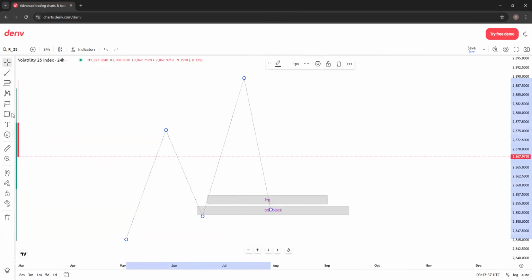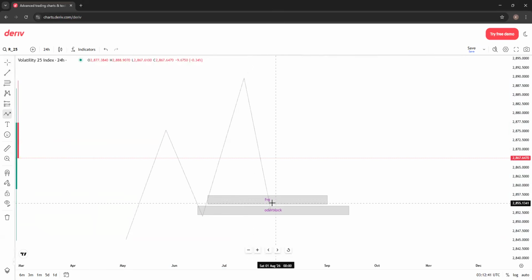So for this instance, I'm going to give an example where we will see that we have buys and our trade goes up.